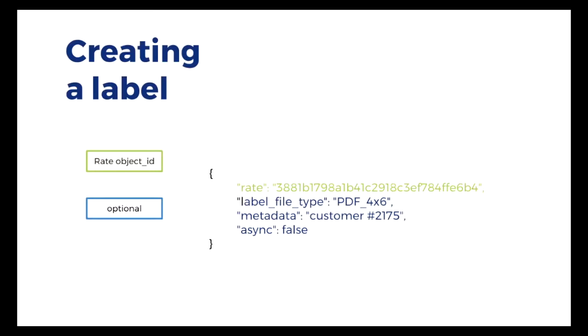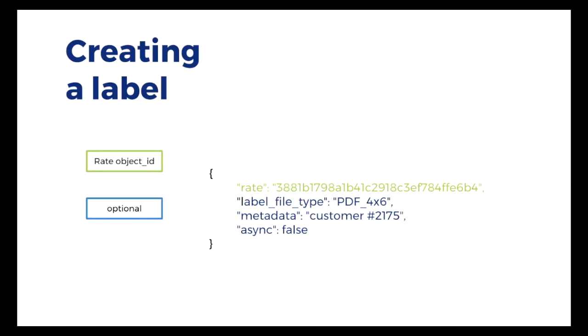So now we can go into creating a label. Creating a label is really easy with the process that we've decided to go with. There are a few other ways, like single call label generation, which we can cover at the end. This I find to be the easiest because we already selected a rate. We have a rate object ID, and then we have several other optional fields that we can use for tracking our label, and also specifying what file format we want returned. And we can also see that the async false is here because in this instance, we want a label returned to us when we've requested it.